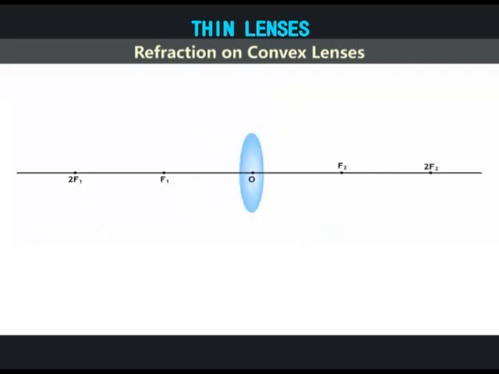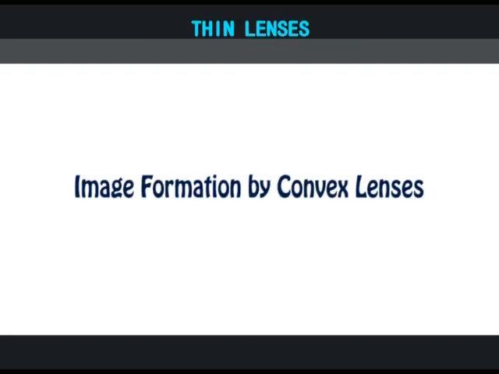Let's look at light rays propagated through convex lenses. When an incident ray passes through the center, it propagates undeviated. When the incident ray passes parallel to the principal axis, the emergent ray passes through the focus. When an incident ray passes through the focus of a convex lens, the emergent ray passes parallel to the principal axis. And therefore, we can find the position and the characteristics of images formed using convex lenses.